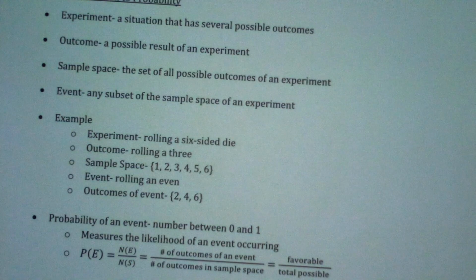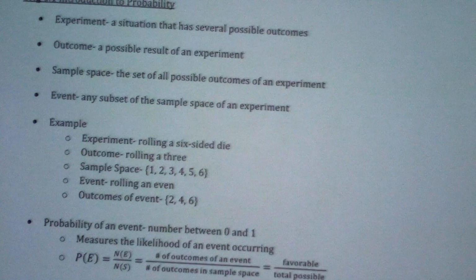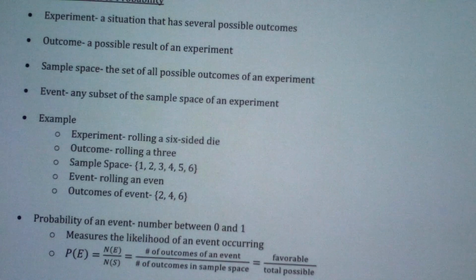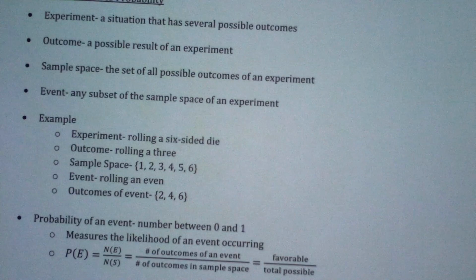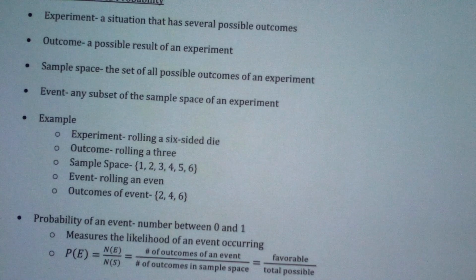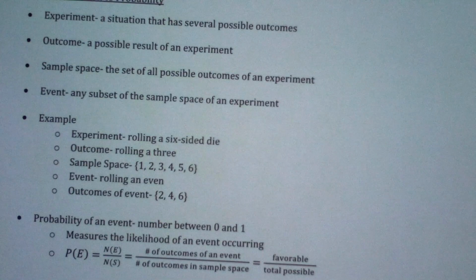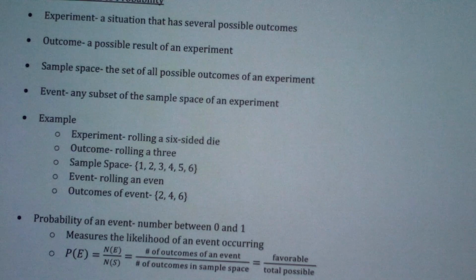But anyway, experiment is just whatever action we're doing. Say we roll a normal dice, okay? The outcome is the possible results of that experiment. So an outcome of rolling a dice could be rolling a 3 or a 4 or one of those numbers, 1 through 6. Sample space then is all of those possible outcomes. If you roll a normal six-sided dice, our options are 1 through 6, or flipping a coin would be heads and tails. So sample space is just all the possibilities that you could have.